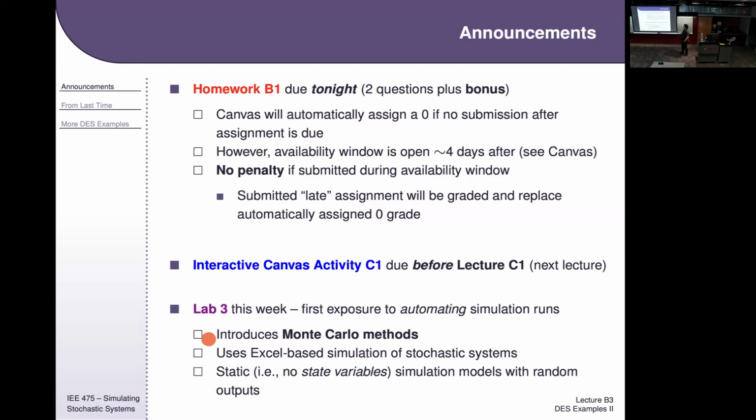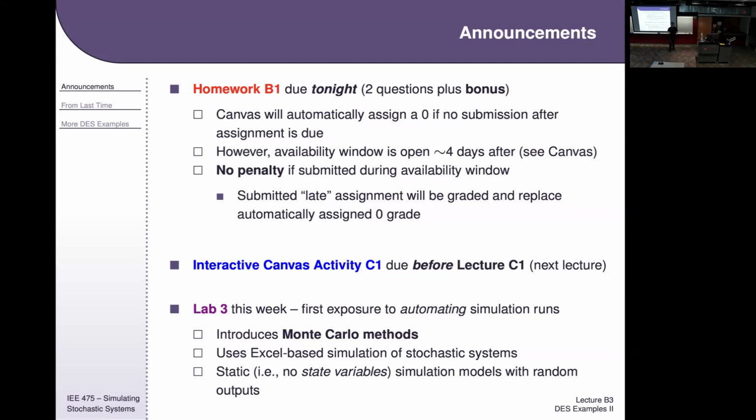Then lab 3 this week. This is our first exposure to automating simulation runs. Lab 2, as we'll talk about at the end here, was about hand simulation, just like we've been doing in the homework. In lab 3, we're going to start doing Monte Carlo runs, where you'll use Excel to generate some stochastic data that we'll make inferences about. It's not a dynamic simulation, but it is an example of a type of simulation method. And so that will be lab 3.